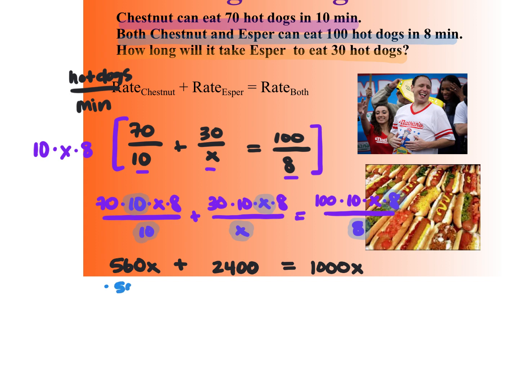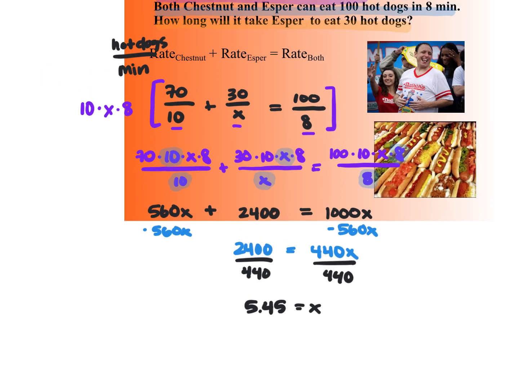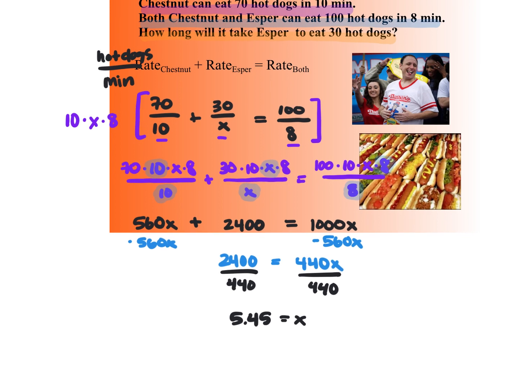I'm going to go ahead and subtract 560x from both sides. I get 2400 is equal to 440x. Dividing both sides by 440, we'll get 5.45, which represents the amount of time in minutes that it will take Esper to eat 30 hot dogs.